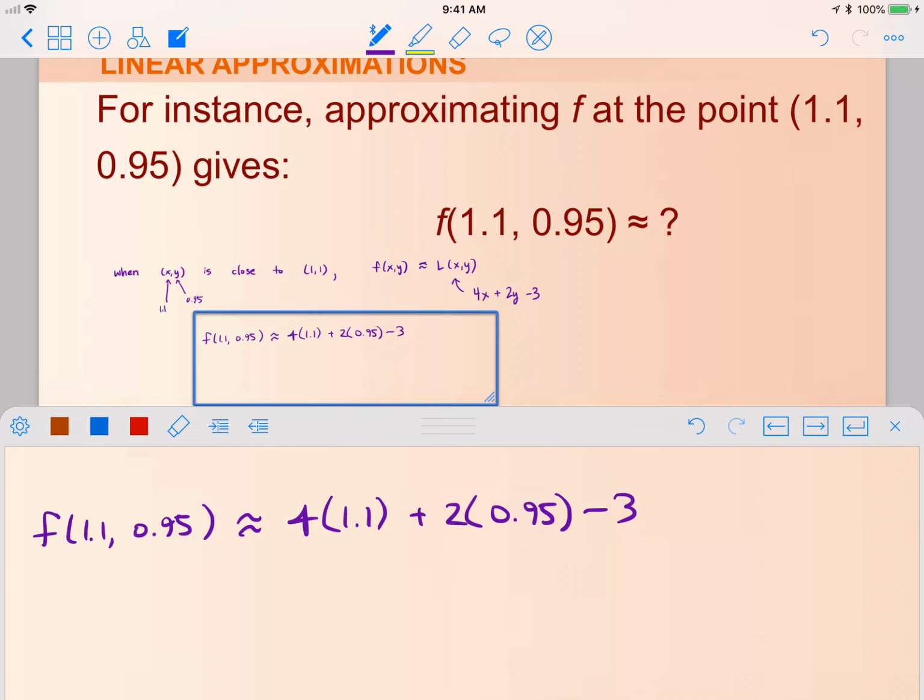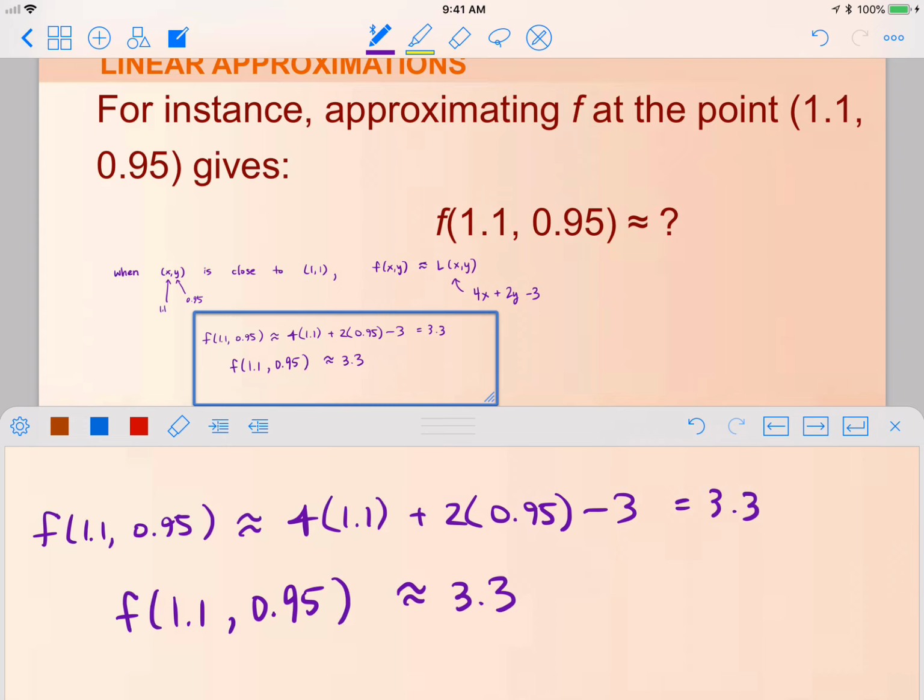Let's see, with a calculator, that'll be 4.4, 4 times 1.1, plus 2 times 0.95. Sorry, plus. I don't know why I want to turn that into a minus. And now minus 3. So we get about 3.3. So f(1.1, 0.95) is approximately 3.3.